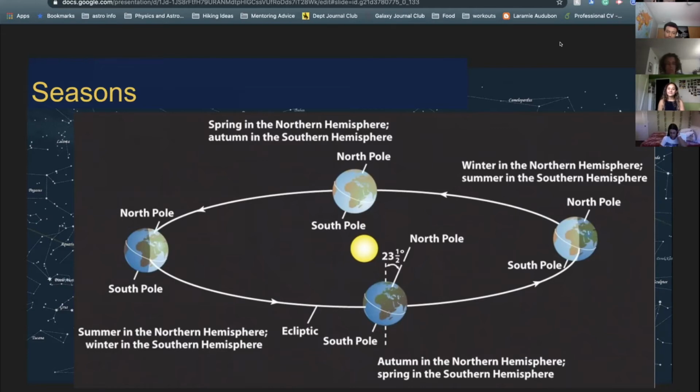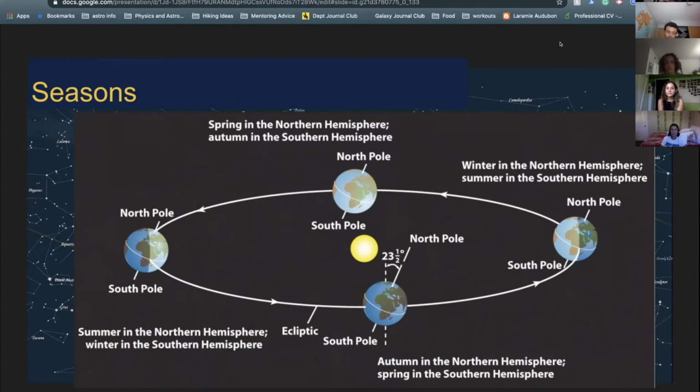But that being said, that's the way I like to remind myself: if it was because we were getting closer or further from the sun, the entire Earth would experience seasons in the same way. But that's not what's going on. It's that tilt. And because it's a tilt, it changes depending on what hemisphere you're in. So seasons are kind of flipped.